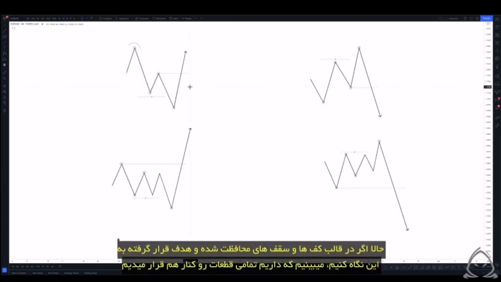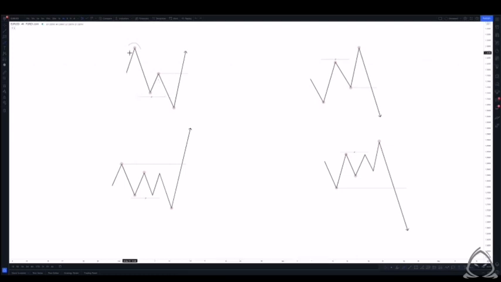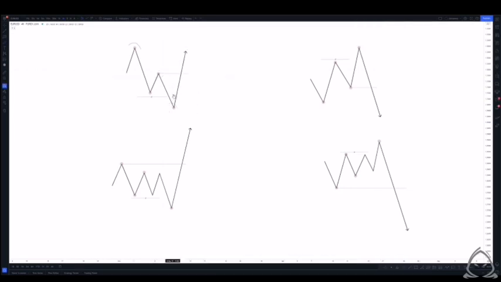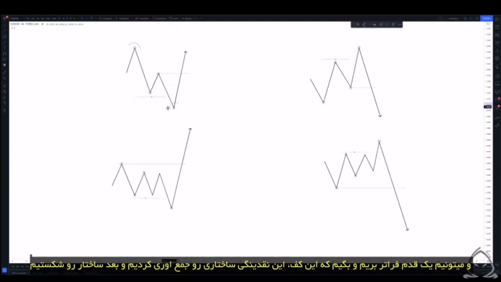Now, if we're looking at this in the context of protected or targeted highs and lows, we're putting together all of the pieces now. So what we can say is this low was successful in taking out this high. Therefore, this low should be considered protected. And we can take that a step further by knowing that this low took out this structural liquidity and then took out this bit of structure.